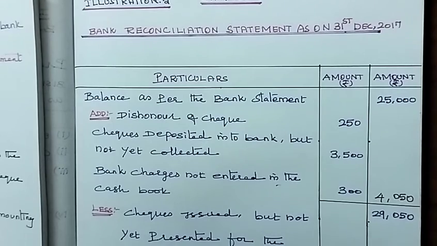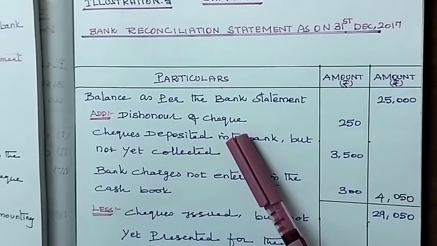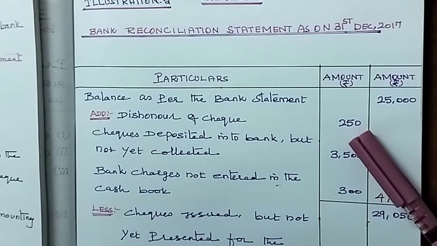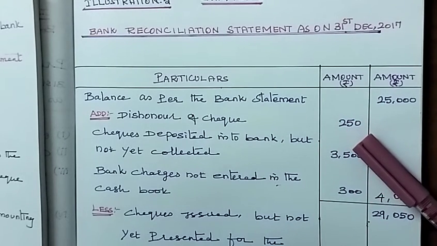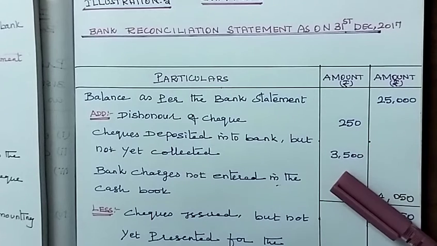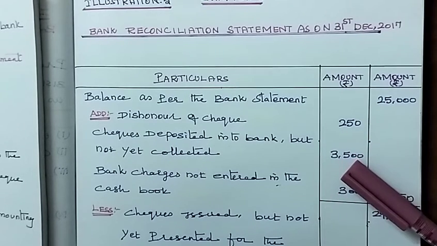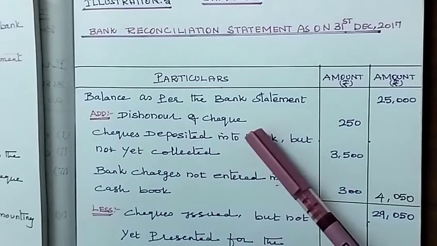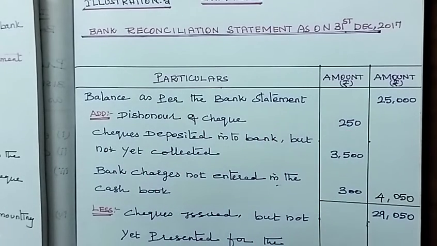So in the add column, the dishonor of check 250 amount is entered in the inner amount column. Then only the BRS shows the same balance on both the passbook and the cash book. So this transaction is to be added. In the add column, we write dishonor of check 250 rupees in the inner amount column.